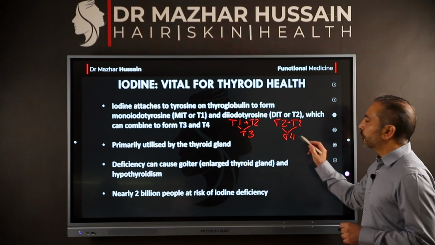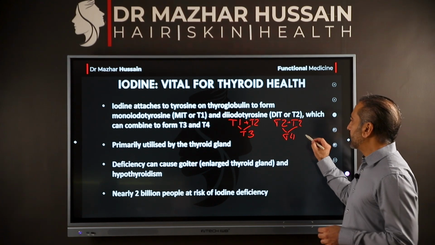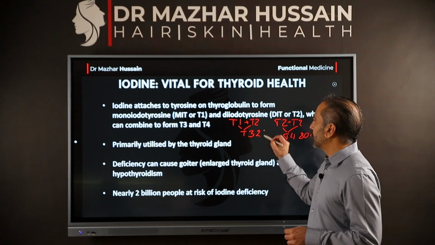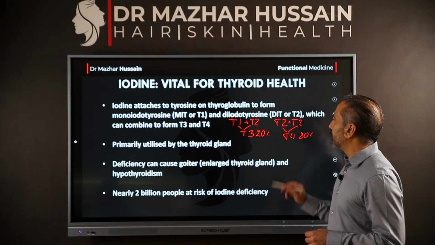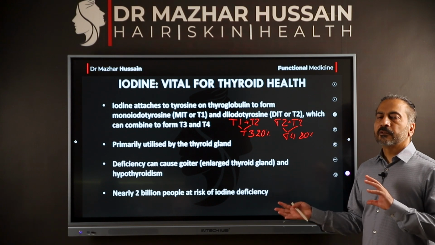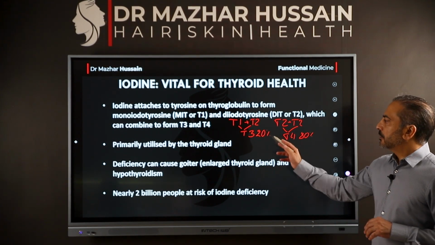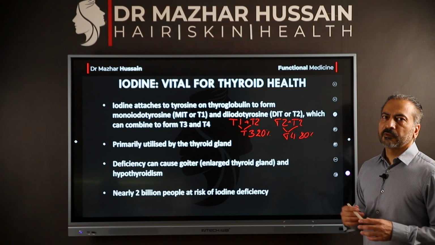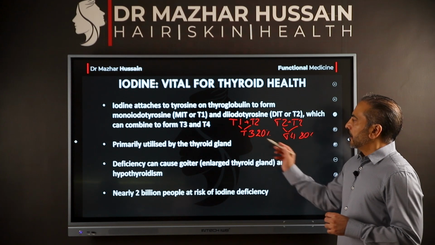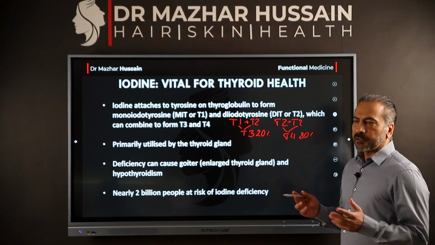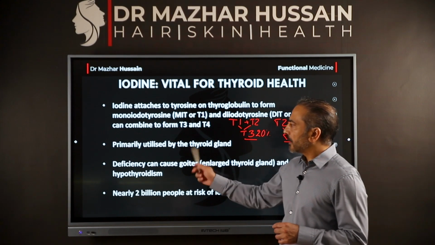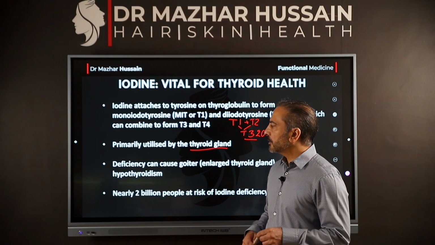Keep in mind, T4 is the inactive form, and nearly 80% of the thyroid hormones produced by the thyroid gland is T4, and 20% is T3. T4 then travels to the periphery and is converted to the active form T3, and around 60% of that happens in the liver, 20% in the kidneys, 20% in muscles, and 1–2% in other tissues. But this is the active and this is then the inactive. As I said, it's primarily used by the thyroid gland.